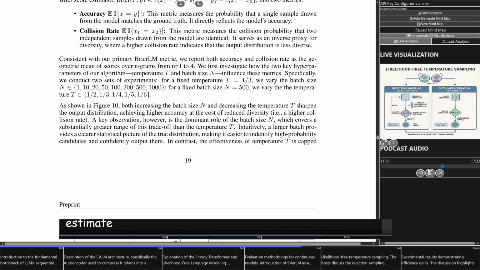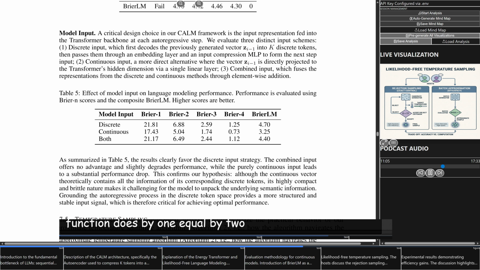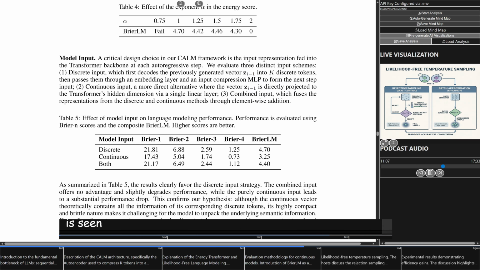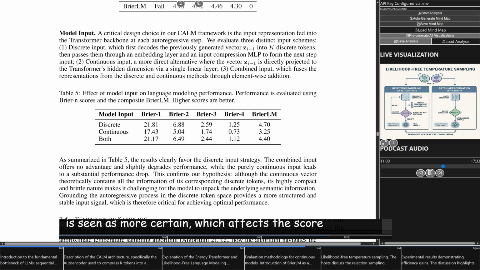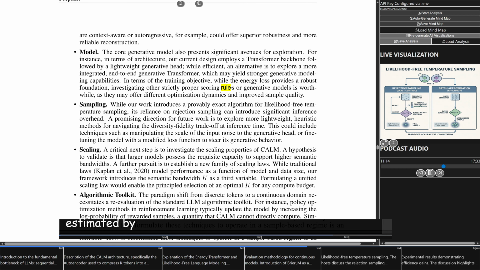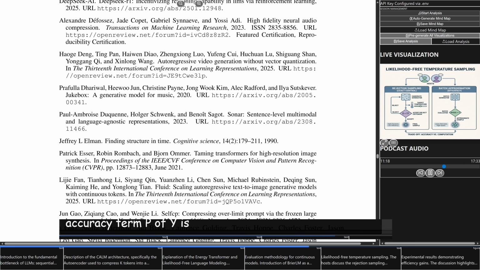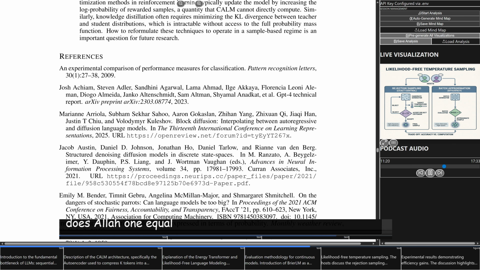So they estimate this collision probability with a simple indicator function. Does y1 equal y2? If they collide, the model is seen as more certain, which affects the score. That is a very clever substitution. So probability squared is estimated by collision probability. Exactly. And the accuracy term, P of y, is estimated just as simply. Does y1 equal the ground truth y?